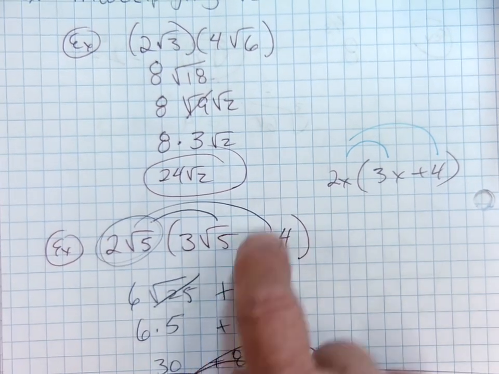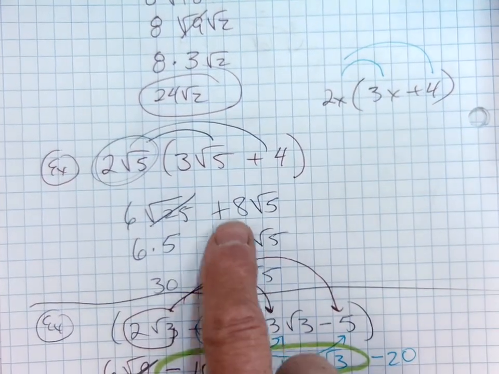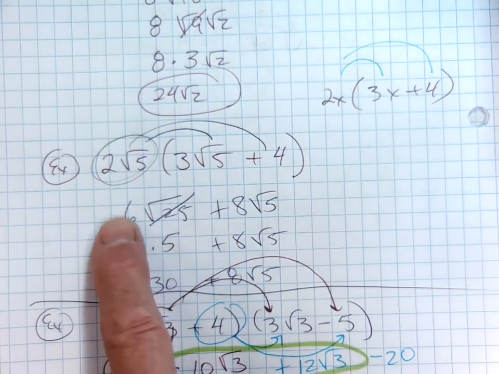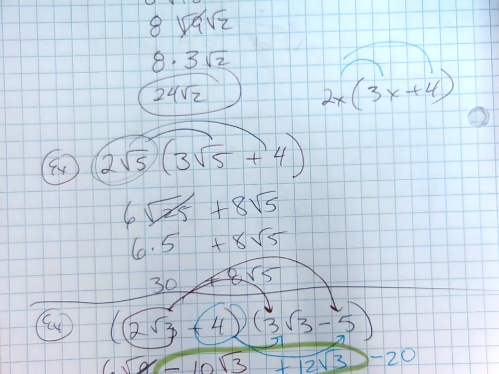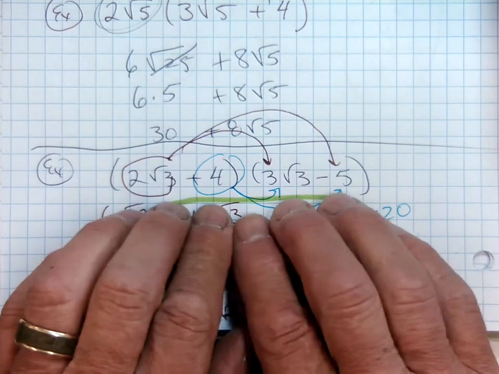You're also multiplying by the square root of 5, just as you multiply by the 2x here. So then what can I do? I can simplify the square root of 25 into 5, and now 6 times 5 is 30. Okay, that's all I did. Now this problem's a little bit bigger. Okay, it's a FOIL problem, all right?